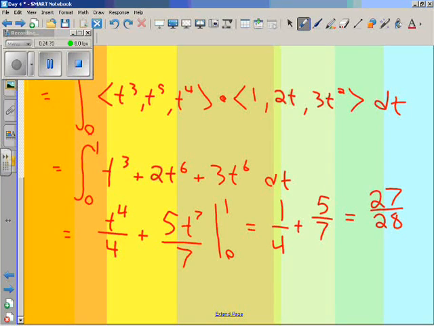Okay, so this vector field was moving this particle. We can think of it as helping this particle along, whereas when it's negative, that means it's going against the particle. That means the particle is going in the opposite direction of the vector field.